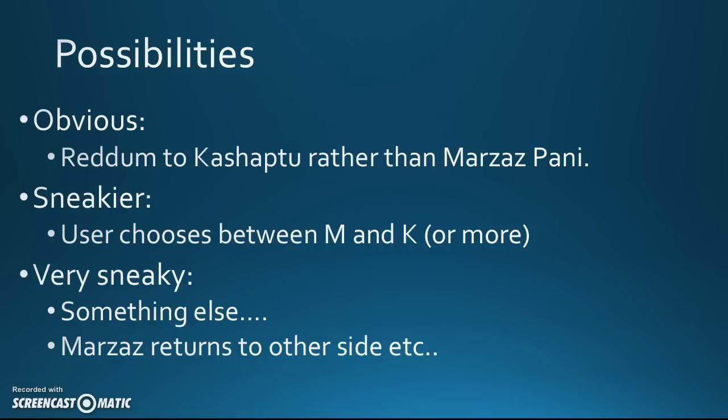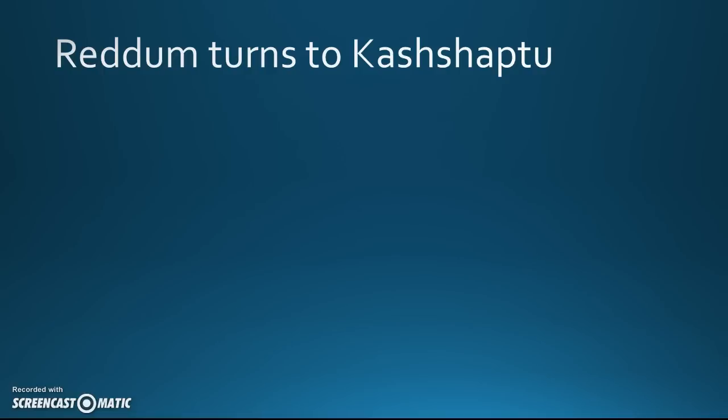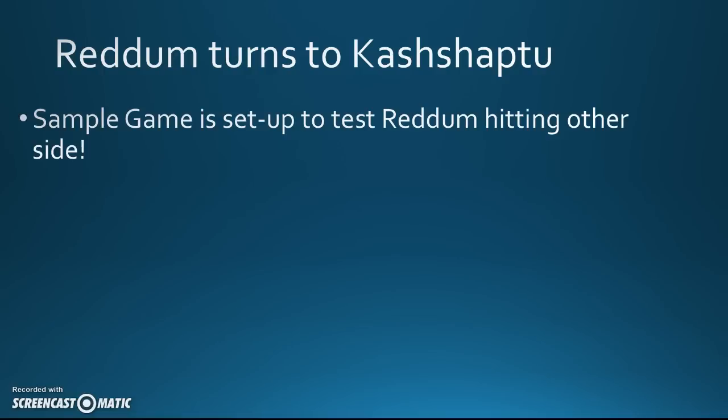Then there's a whole world of other sneakier options that I don't know what they are. But I think if you practiced a couple here and you understand how the Reddum turns into a Marzaz Pani or Kashshaptu as we're going to do, then you'll be able to work it out. So we're going to do it that when the Reddum hits the other side, it turns into a Kashshaptu. Simple. Now the sample game is set up to test this.